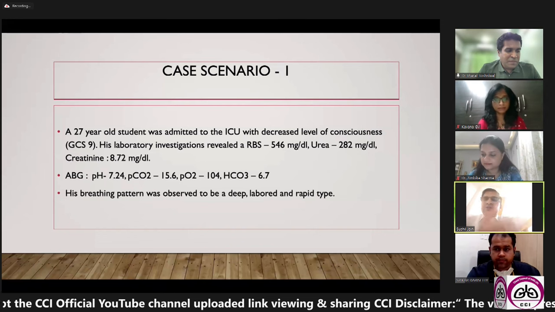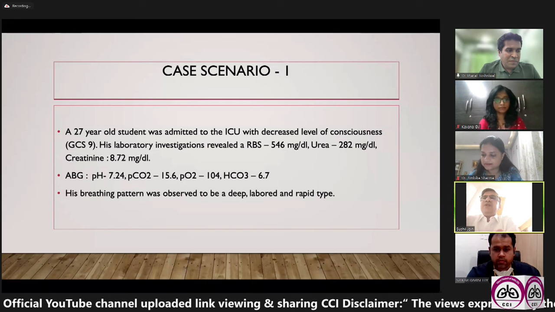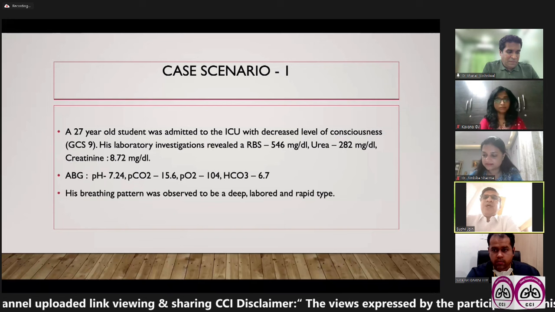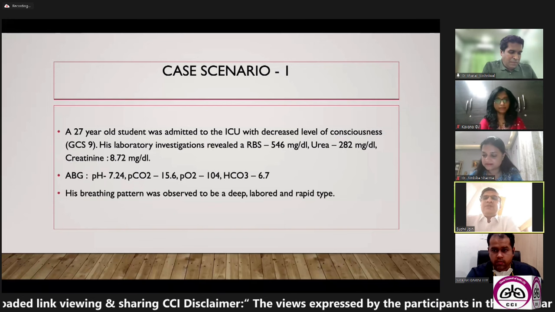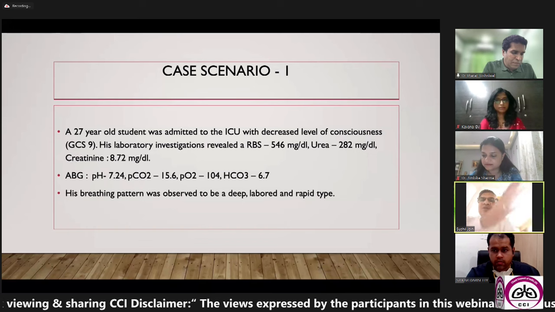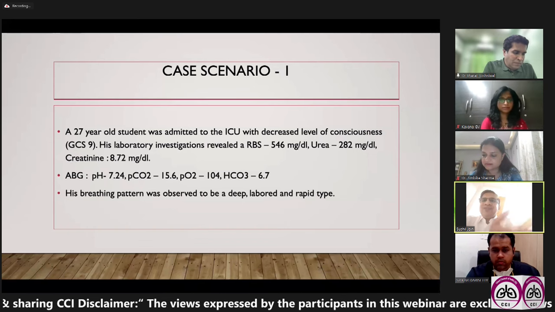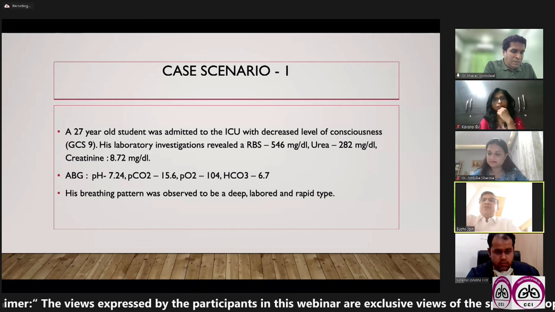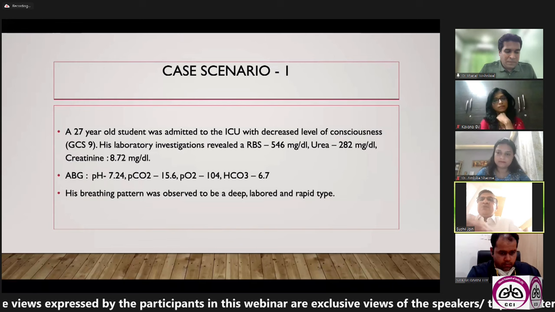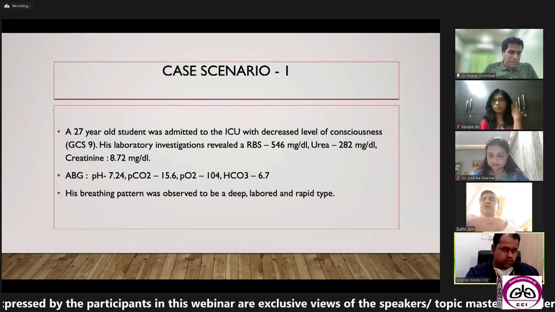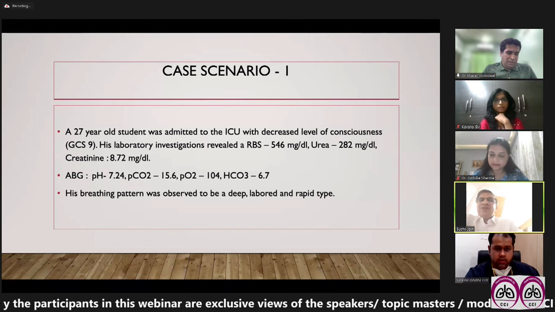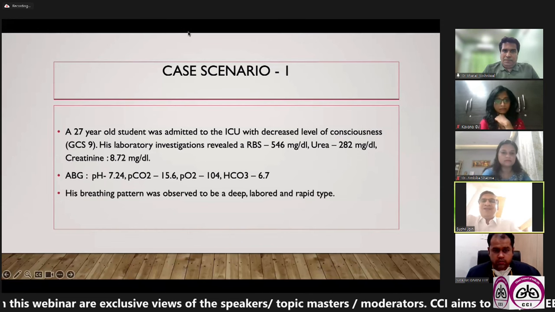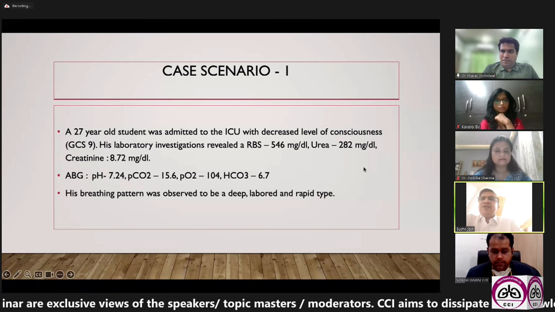As you have already mentioned, this is a young male coming with altered sensorium and very high blood sugar, with AKI and with acidosis. So this is a metabolic acidosis. This patient has diabetic ketoacidosis with AKI, and that's the diagnosis I would make. Now, an important thing to see here is that this patient is also having Kussmaul's breathing. So a patient of diabetes coming with abnormal breathing, you should always keep in mind that this can possibly be a case of diabetic ketoacidosis.